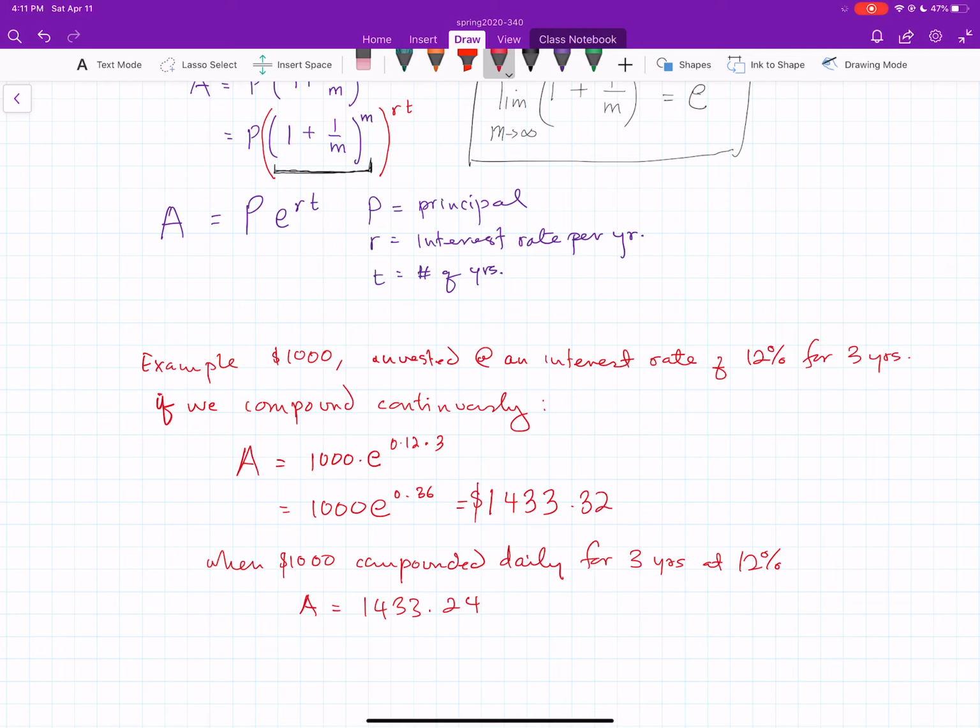Okay, so it seems like the better option is when you go to the bank, you tell them, I want to compound my money instantly, continuously, and you earn more money than you would if you did it daily.